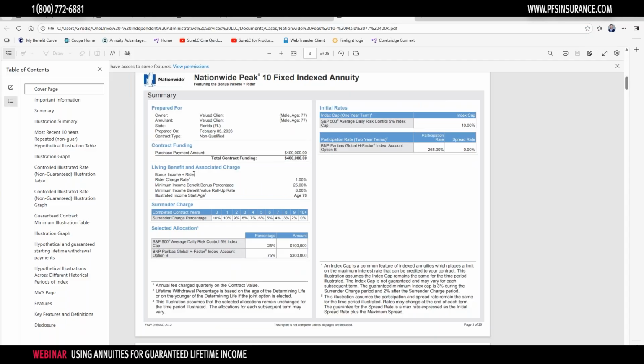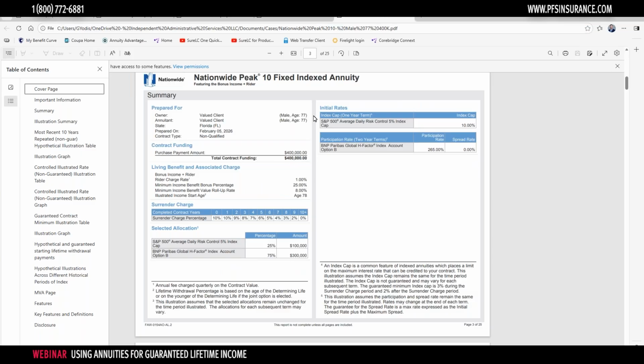They are putting the living benefit rider in there. That benefit rider comes with a 1% charge on an annual basis. Now, what you get for that 1% rider fee, which is pretty standard in the industry, you're going to get a bonus day one of 25%. And then you're also going to get a minimum income benefit value roll up of 8% every year that you don't start income for the first 10 years.